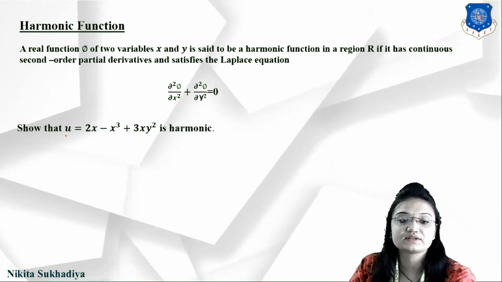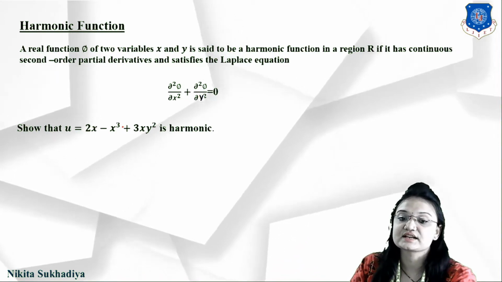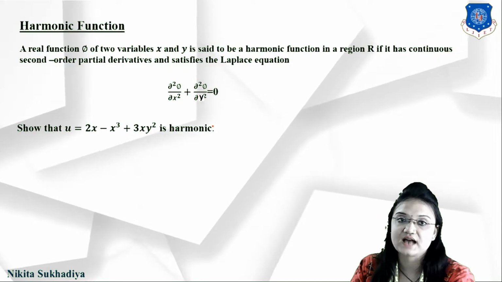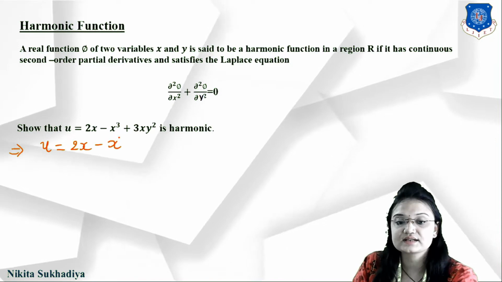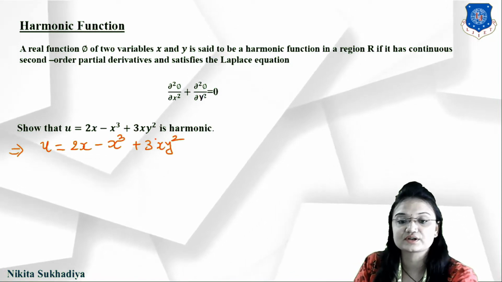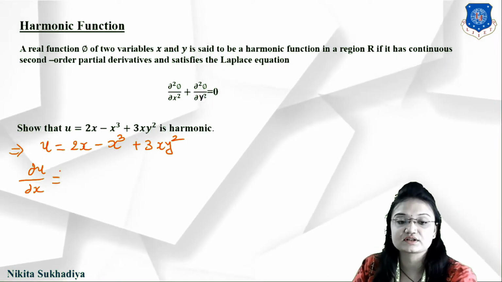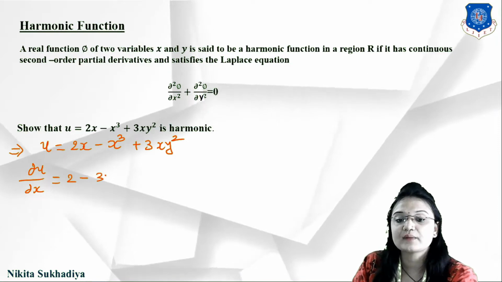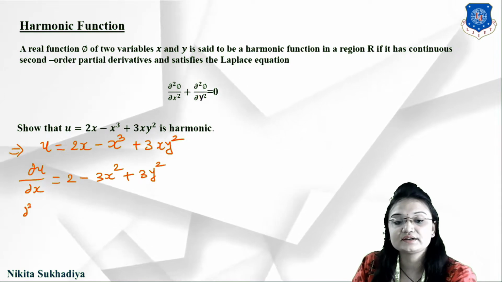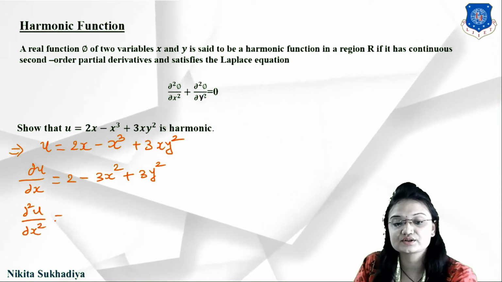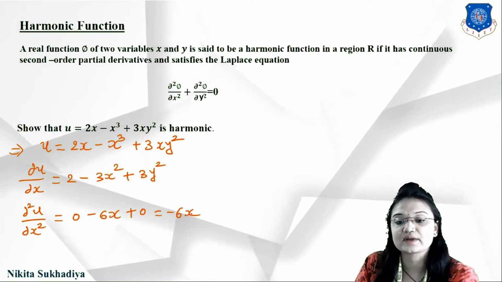Okay, let us understand with an example: prove that u is equal to 2x minus x cube plus 3xy square is harmonic. So here we have u is equal to 2x minus x cube plus 3xy square. Let's first find del u by del x. Take the partial derivative with respect to x, so this will become 2 minus 3x square plus 3y square, and again find del square u by del x square, so this will become 0 minus 6x plus 0, so our answer is minus 6x.